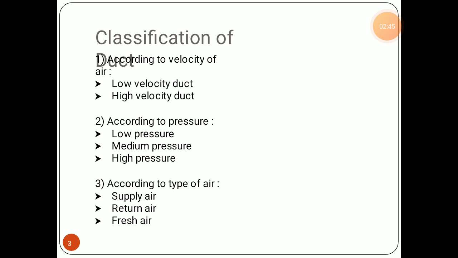Supply air duct carries cooled air, that is conditioned air, to the workplace where the room is to be conditioned. Return air duct carries the air from that workspace and removes it, it returns that air. And whenever fresh air is required, the fresh air duct adds fresh air from the atmosphere through an air filter.